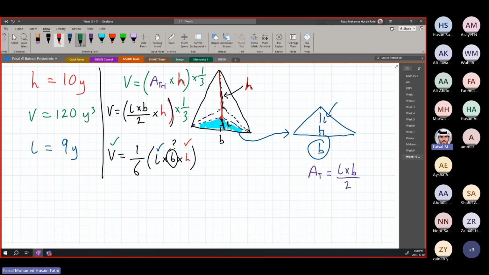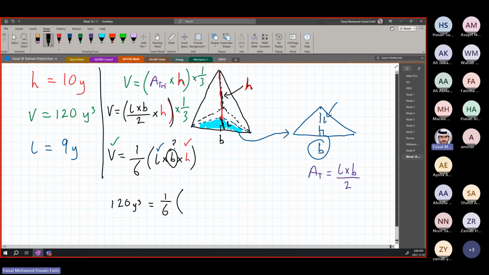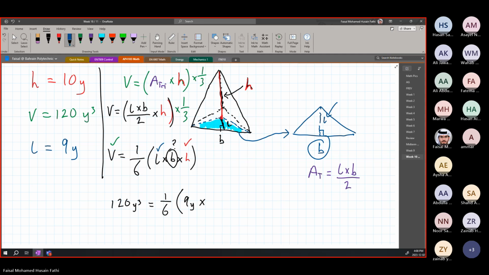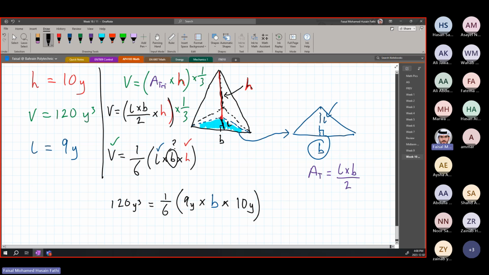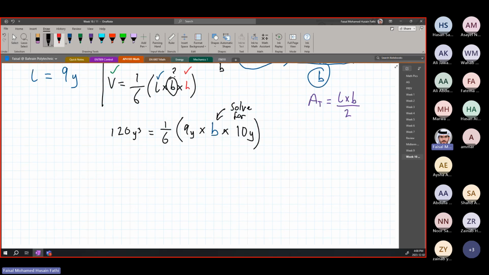We could plug in all the numbers and solve for B. How do we do that? We know that the volume is 120 yards cubed, which is equal to 1 over 6 times the length. The length is 9 yards, times the base, which we need to find, times the red height, which is 10 yards. Then we just solve the equation for B.